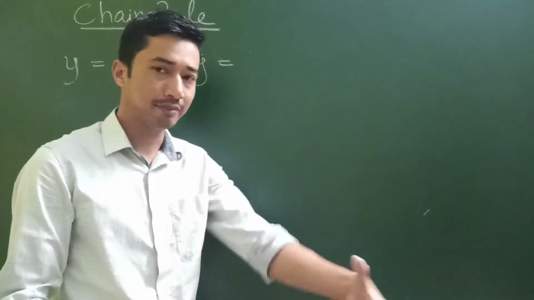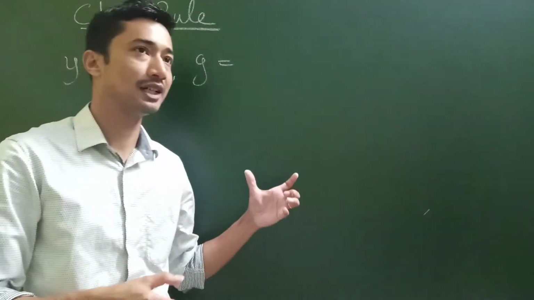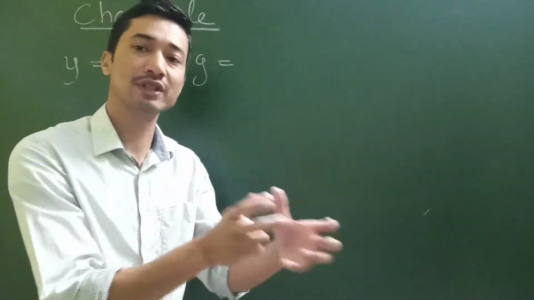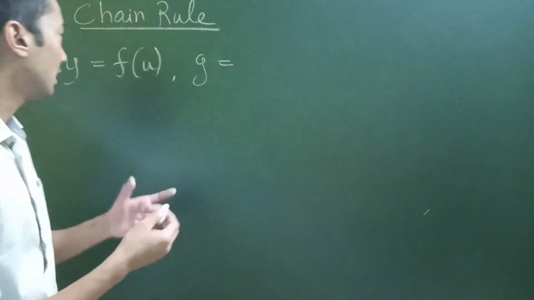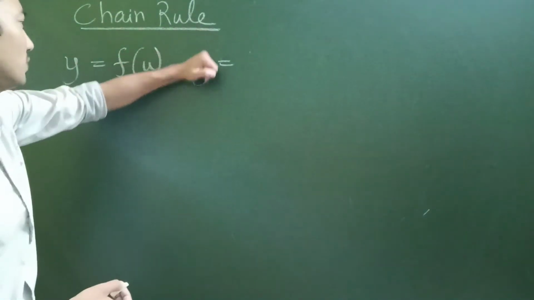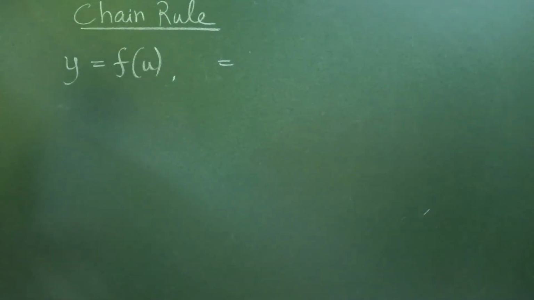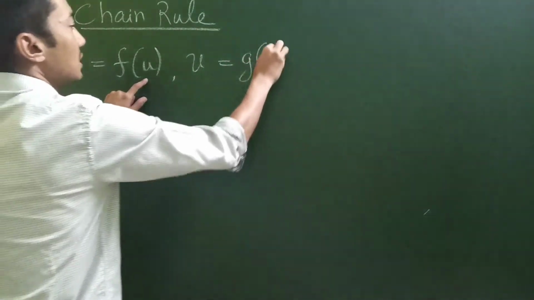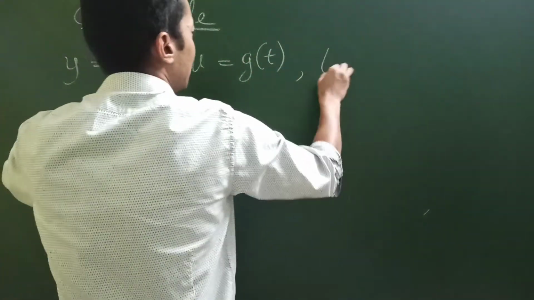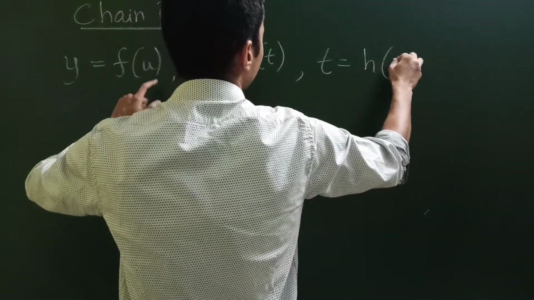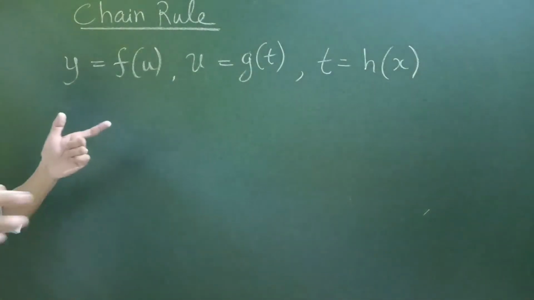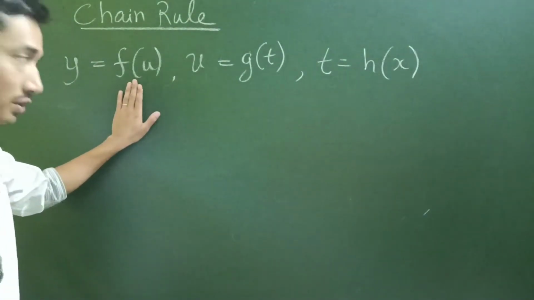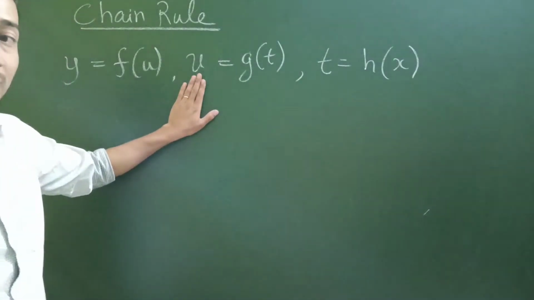Now let's see mathematically how it is done. Theoretically, we have understood what to do with the chain rule: just go from one function to another function to another function. Let's say we assume y is represented in terms of f of u, then this u is another function of t, and then t is another function, let's say, of x. So you can see here, y is a function with respect to u. Again, u is a function with respect to t.